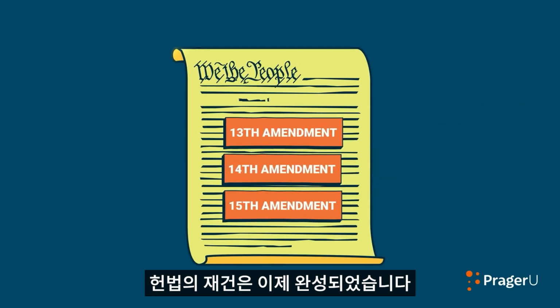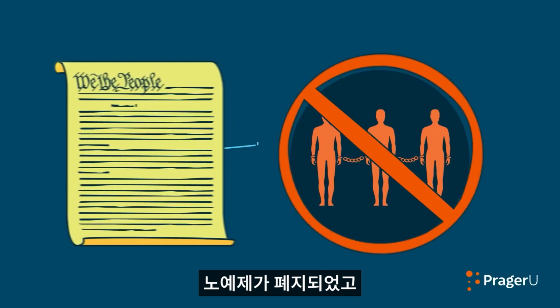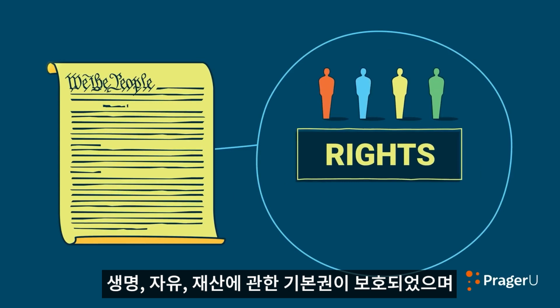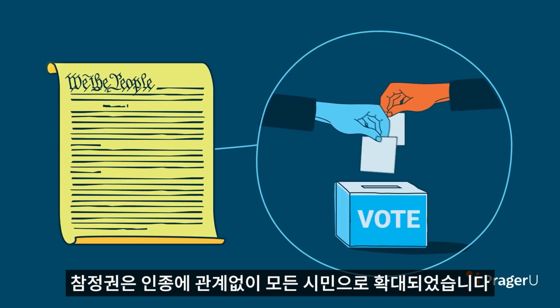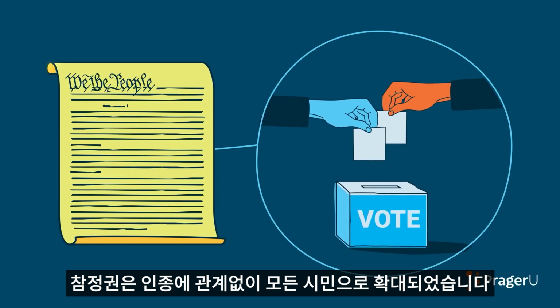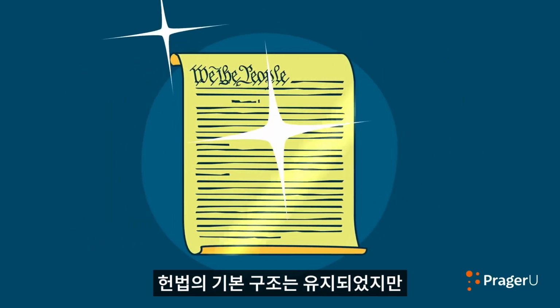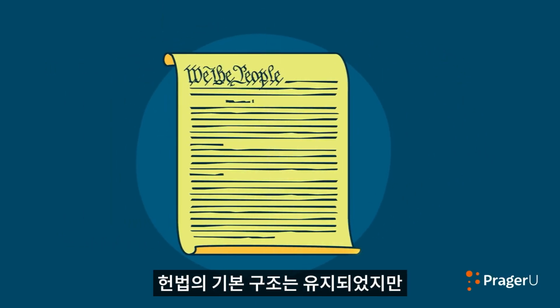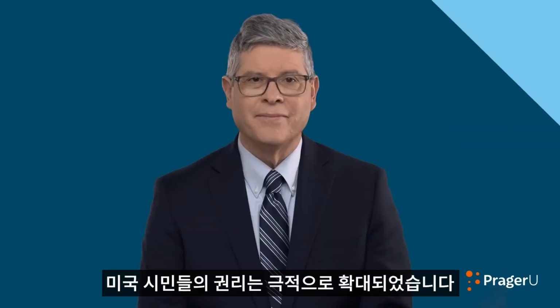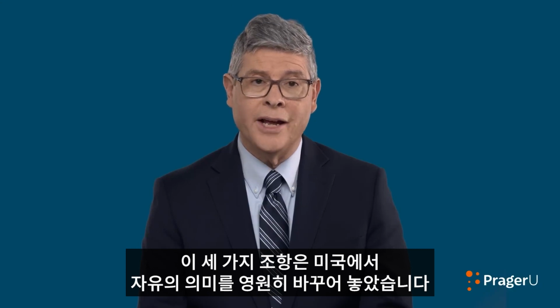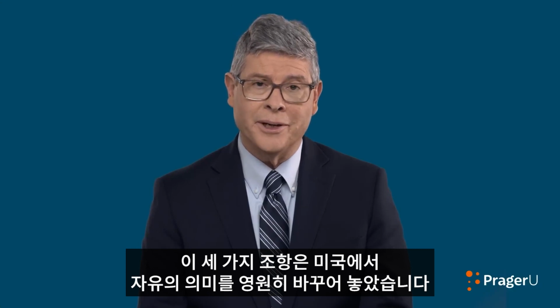Constitutional reconstruction was now complete. Slavery was abolished, the basic rights of life, liberty, and property protected, and political power extended to every citizen in the country regardless of race. The basic structure of the Constitution remained the same, but the rights of American citizens were dramatically expanded. These three amendments forever changed the meaning of American freedom.